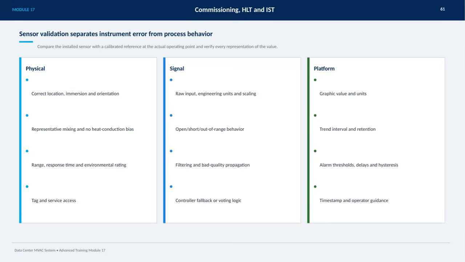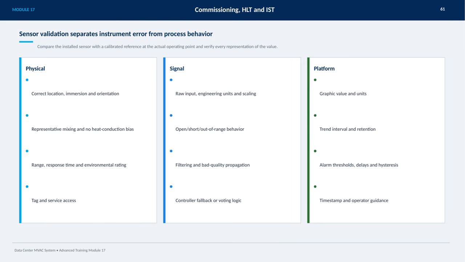On this slide, we're focusing on the critical role of sensor validation, which is all about distinguishing between instrument error and actual process behavior. The key is to compare the installed sensor with a calibrated reference right at the actual operating point to ensure accuracy. Starting with the physical aspects, it's crucial that the sensor is installed in the correct location with proper immersion and orientation. This ensures it represents the process accurately without being affected by heat conduction or poor mixing. We also need to consider the sensor's range, response time, environmental ratings, as well as tagging and ease of access for maintenance.